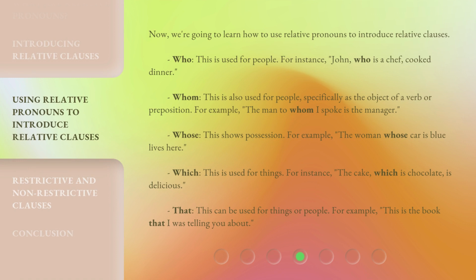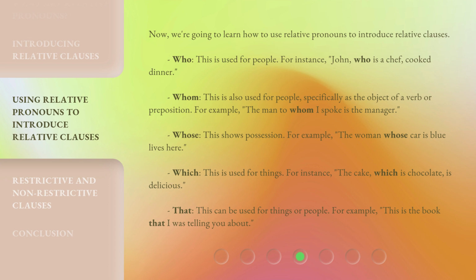Now, we're going to learn how to use relative pronouns to introduce relative clauses. Who, this is used for people. For instance, John, who is a chef, cooked dinner. Whom, this is also used for people, specifically as the object of a verb or preposition. For example, the man to whom I spoke is the manager. Whose, this shows possession. For example, the woman whose car is blue lives here.